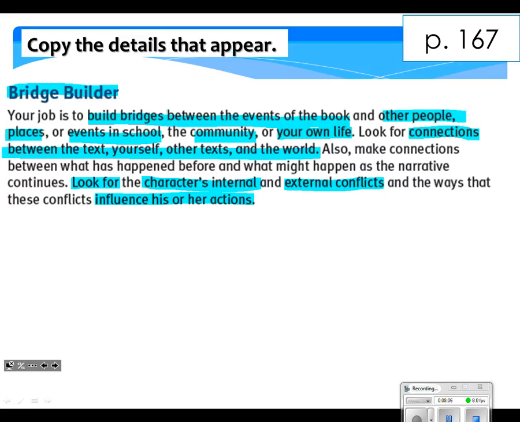So the bridge builder would look closely at David. Who is David? What are his traits? He looks carefully at Yitzhak. Who is this boy? Looking at internal conflicts, external conflicts.